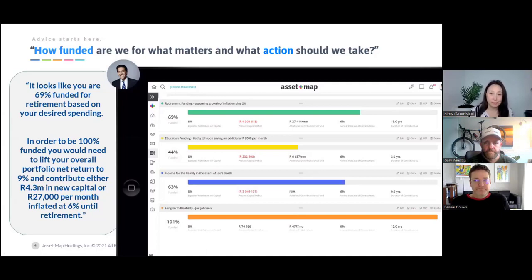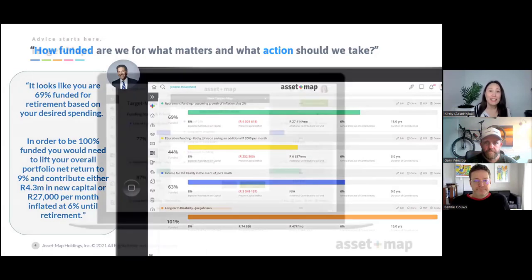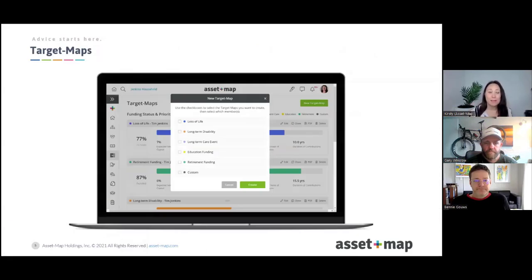needs that they have? And as you know, there's a couple of templates in Asset Map, so we can look at loss of life, disability, if someone in the family has a long-term care event, what's the impact of that? We can look at education and retirement. But the last one is custom, and that gives us the ability to really model any goal or need that a client has, any cash flow modeling, and understand how on track they are, what they can do to move forward and progress, no matter what the goal is.